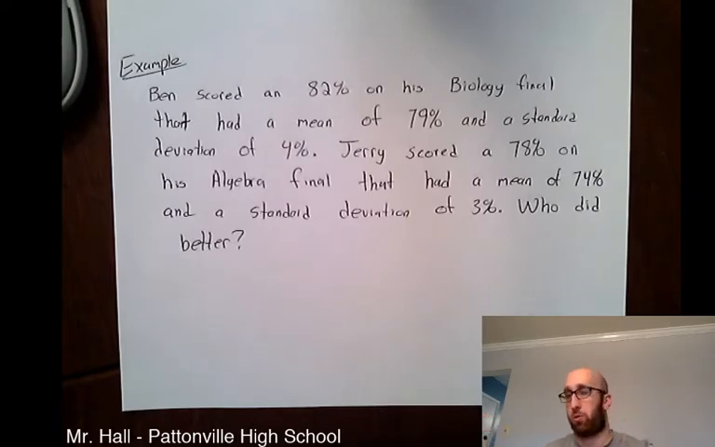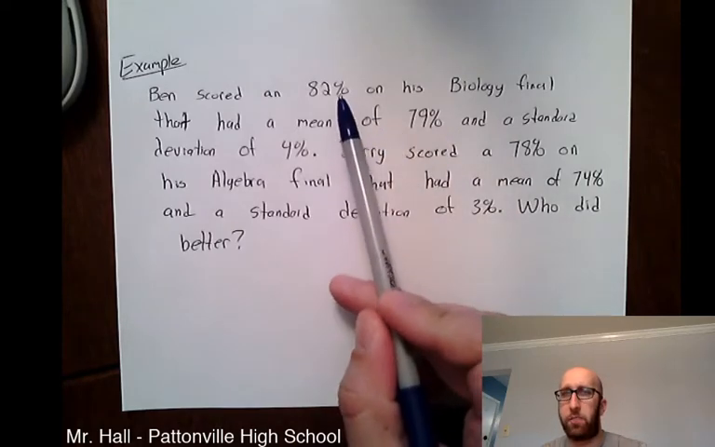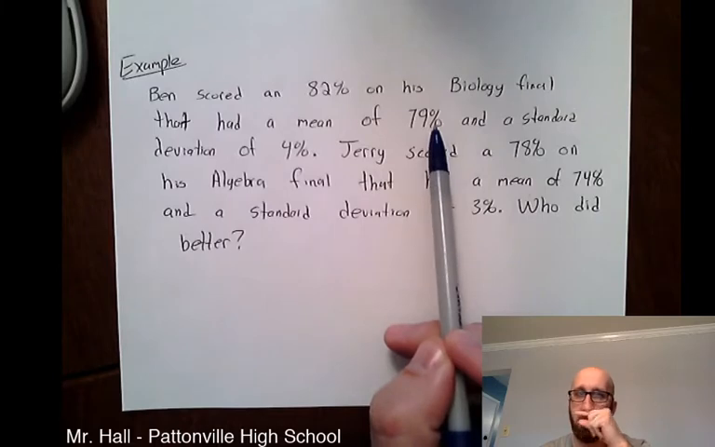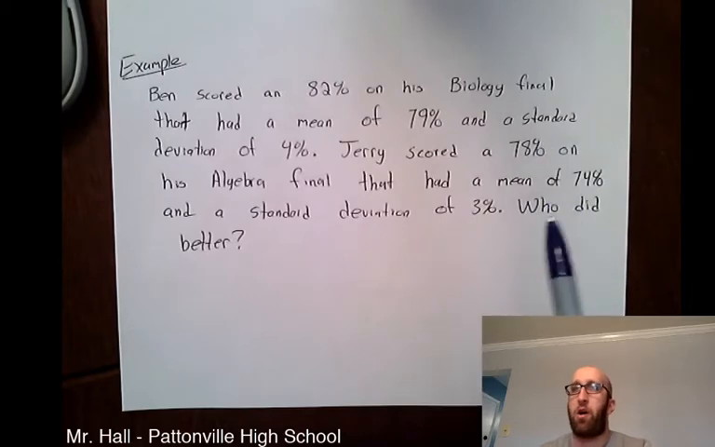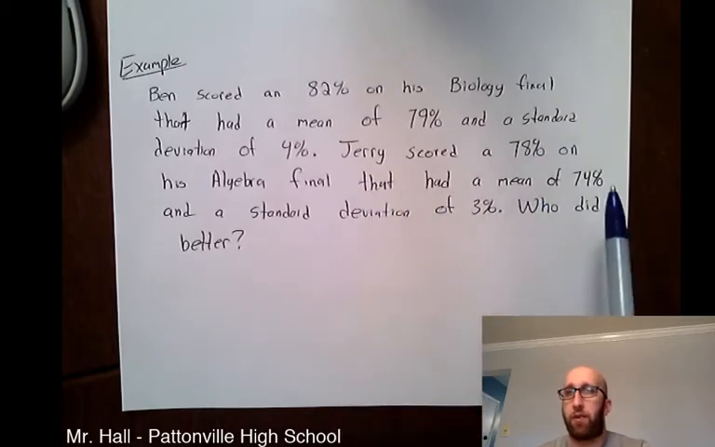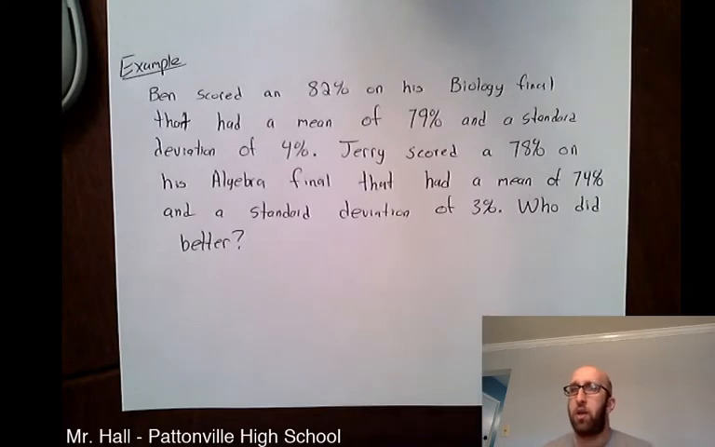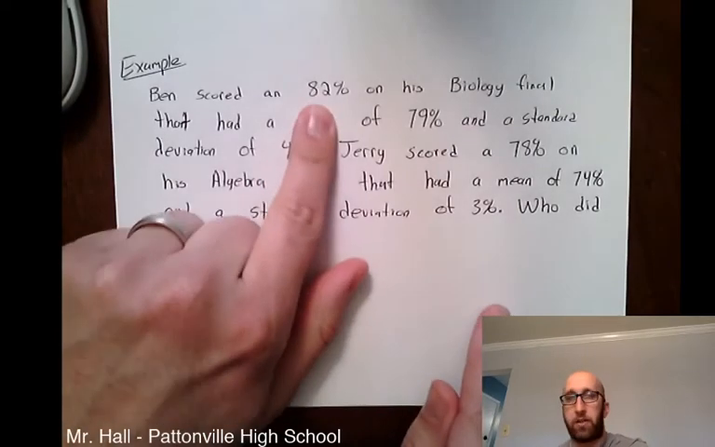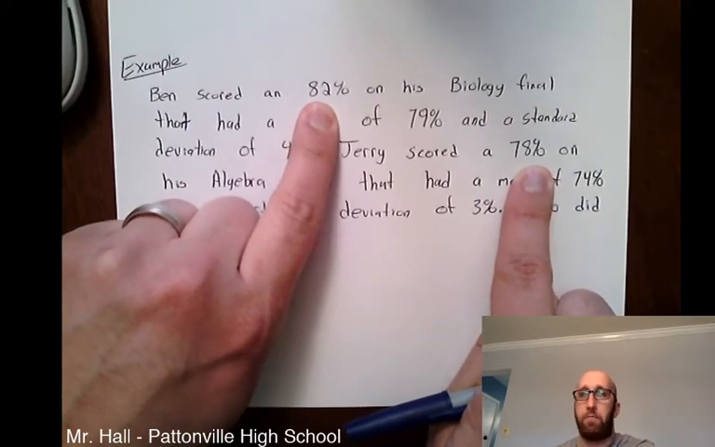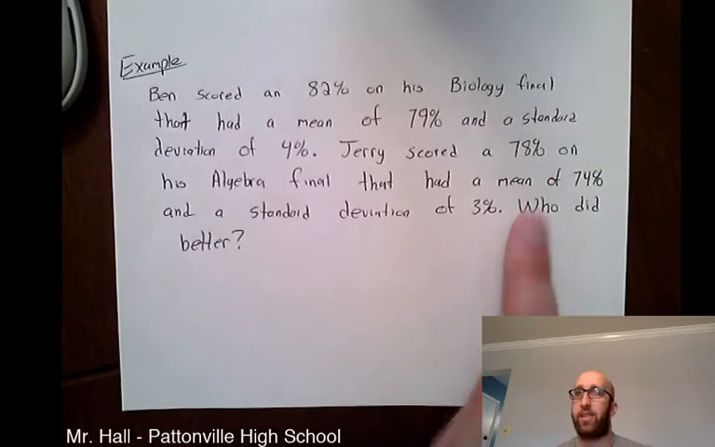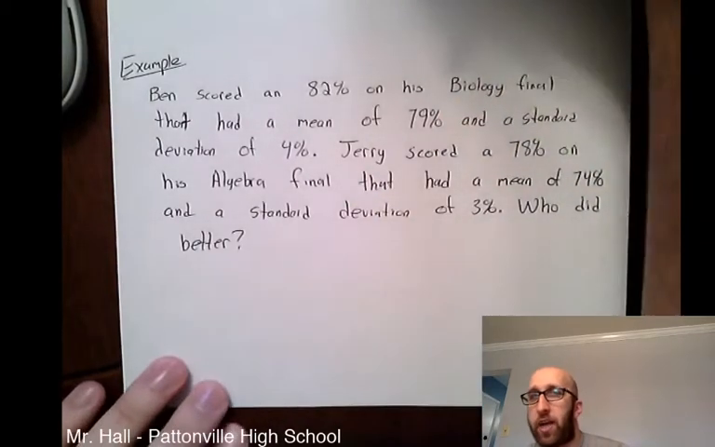So we're assuming the scores are normally distributed. Ben scored an 82% on a test that had a mean of 79 and a standard deviation of 4%. Jerry scored a 78% on a final that had a mean of 74 and a standard deviation of 3%. What we want to know is who did better. Did Ben do better or did Jerry do better? A lot of people who don't know how to use z-scores would probably just compare that Ben scored an 82%, Jerry scored a 78%, therefore Ben must have done better than Jerry. That's not exactly true. We need to factor in the means and standard deviations here as well.